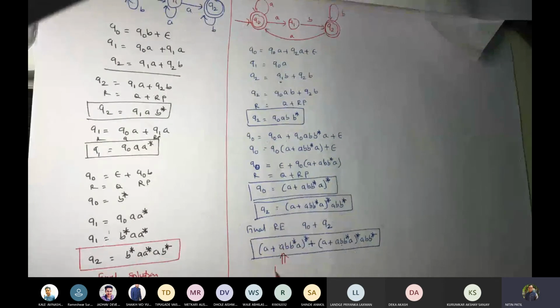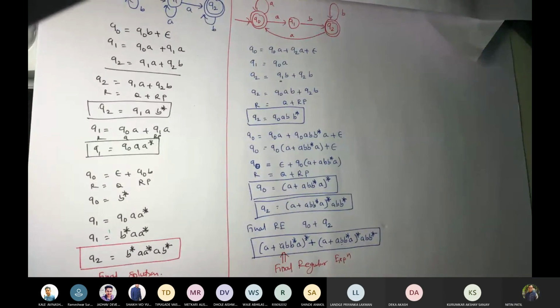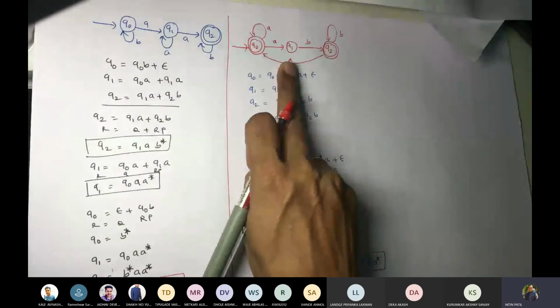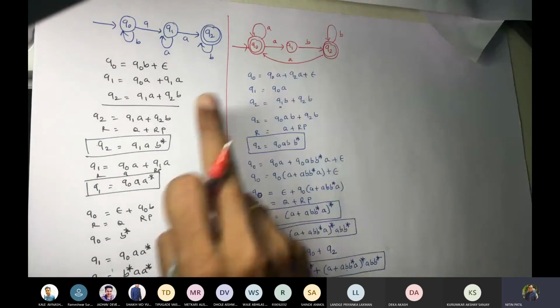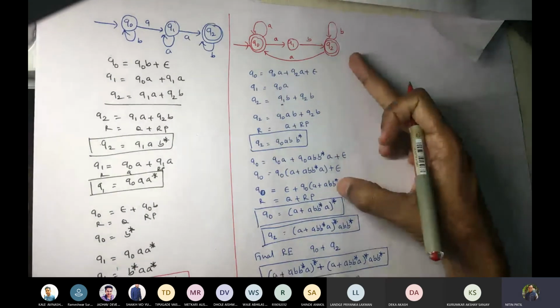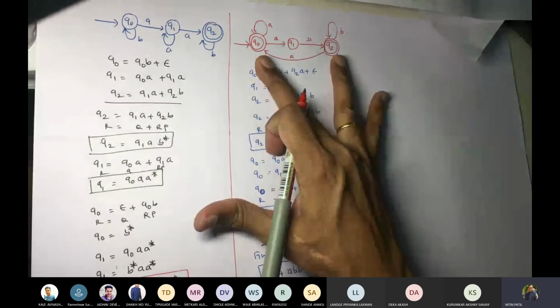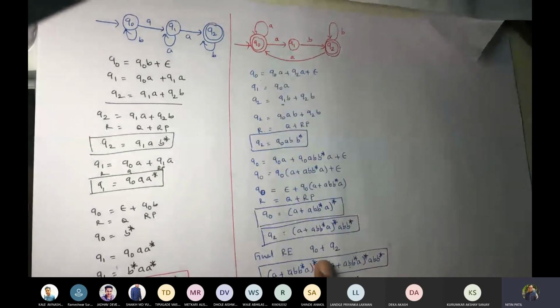If there are two final states, what to do? Repeat someone. If you have more than one final state in a given finite automata, you have to simplify equations for those states and then you have to add them together using plus, means join them, correct, understood?